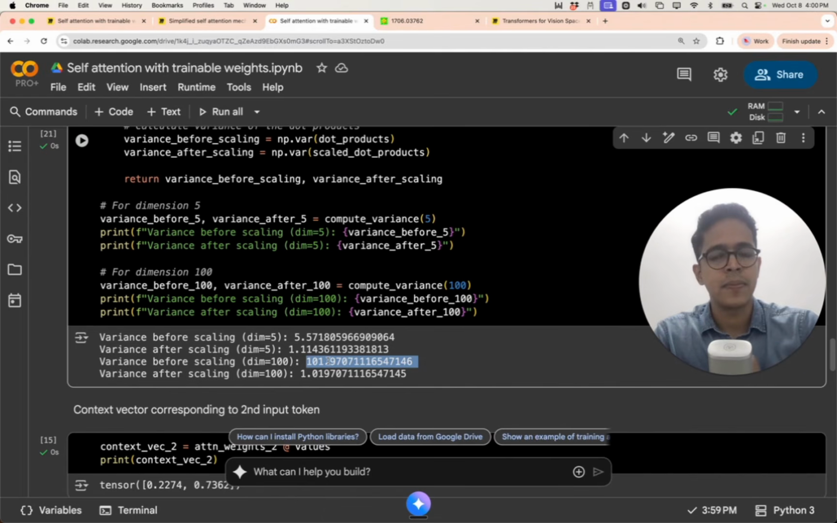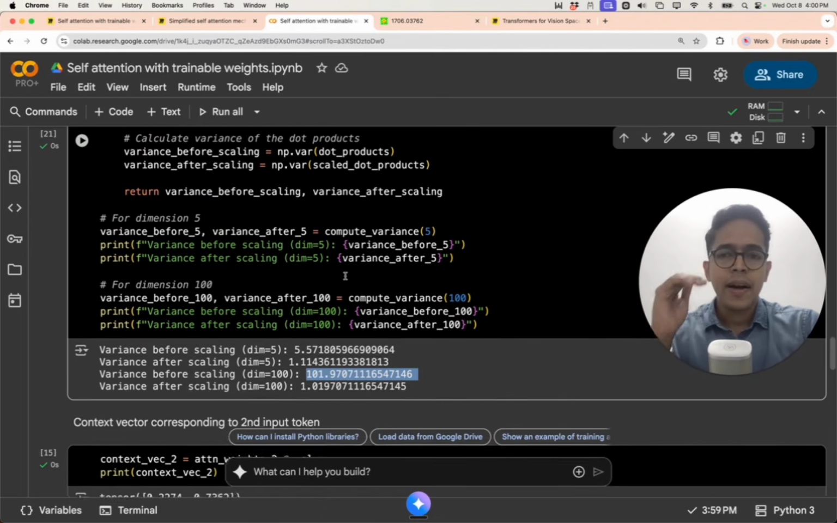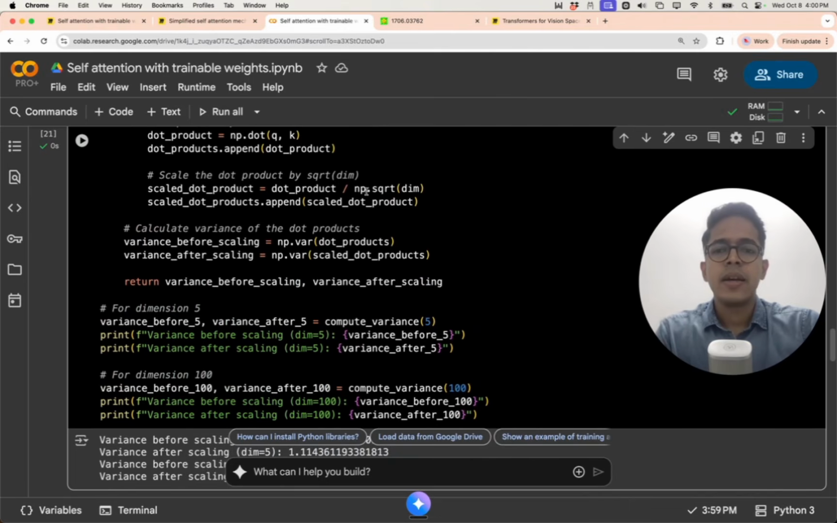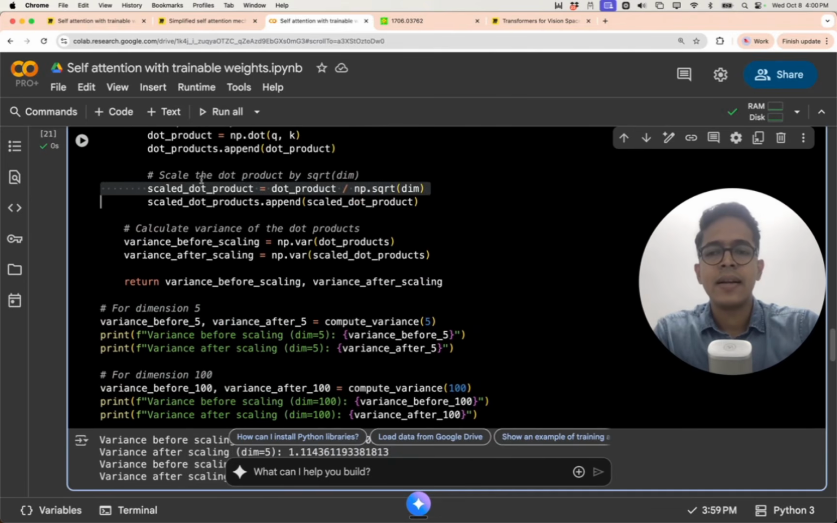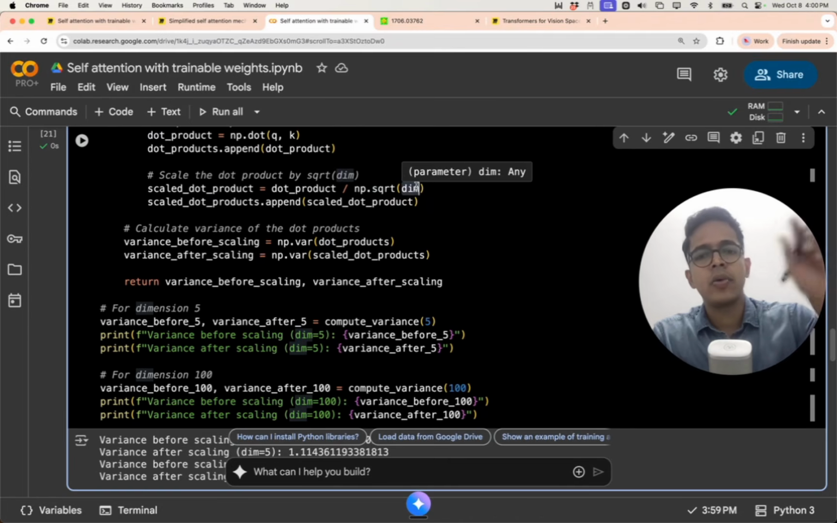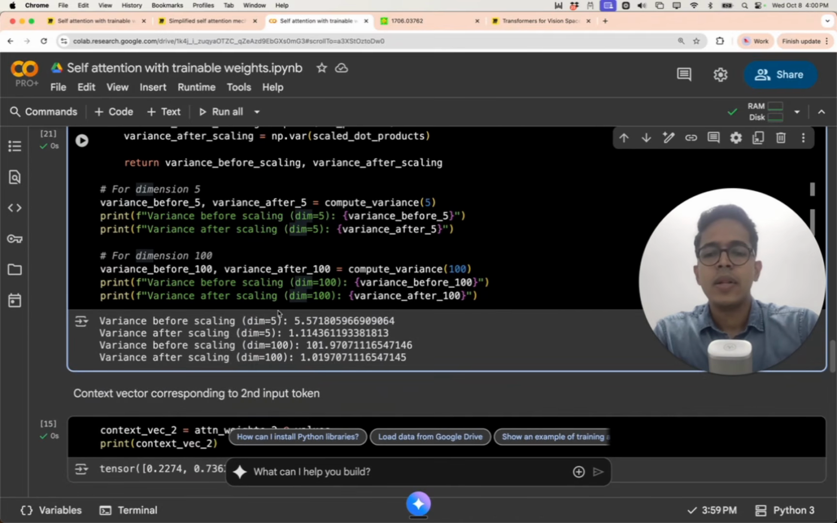So if you divide by square root of d, just see this line: scaled dot product equal to the actual dot product between query and key divided by np.sqrt of whatever the dimension is. So 1 by square root of d. When you do that, look at the scaled numbers. Variance after scaling for 5 dimensions is close to 1. Variance after scaling for 100 dimensions is also close to 1.